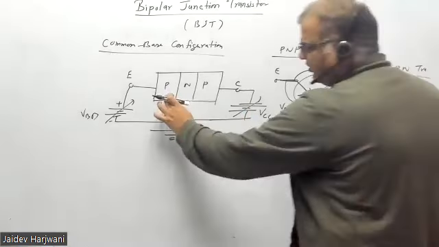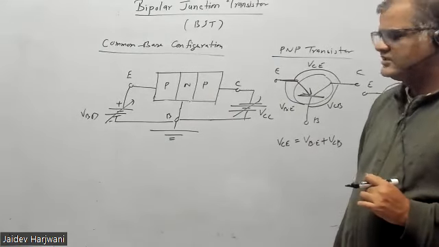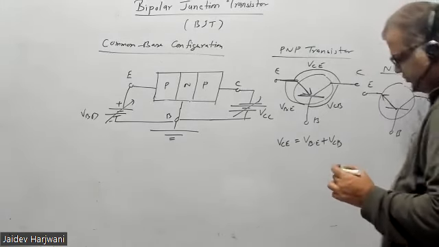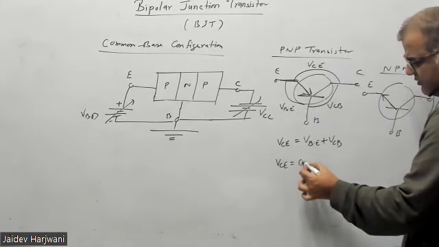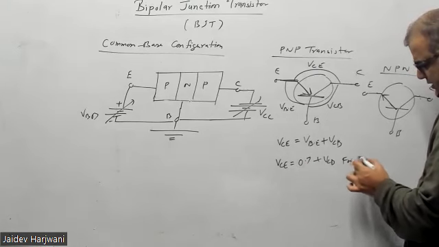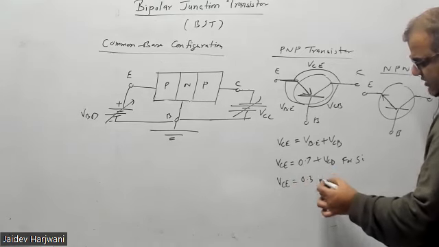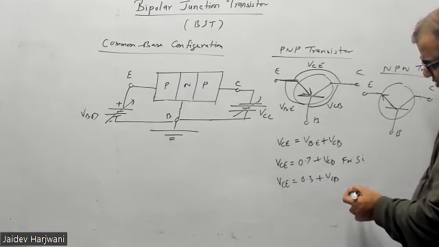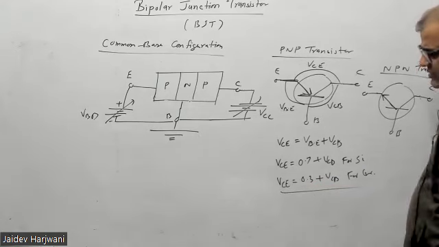And what is the value of VBE? What is the cutoff voltage for VBE? Tell me. What is the cutoff voltage for a diode? 0.7 volt for silicon. So if it is a silicon diode, you can say VCE will be equal to 0.7 volt plus VCB, okay, for silicon. And if you have germanium, this equation will read like this: 0.3 plus VCB, okay, for germanium. You can also read this equation like this, okay.